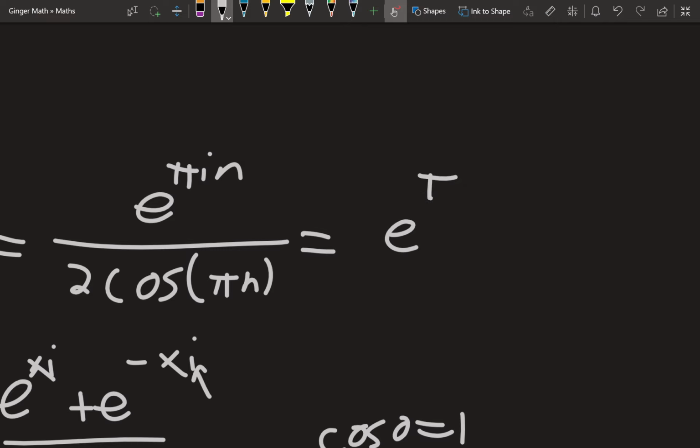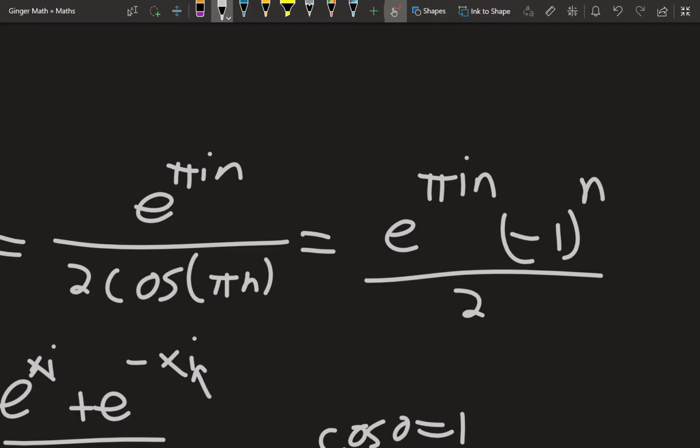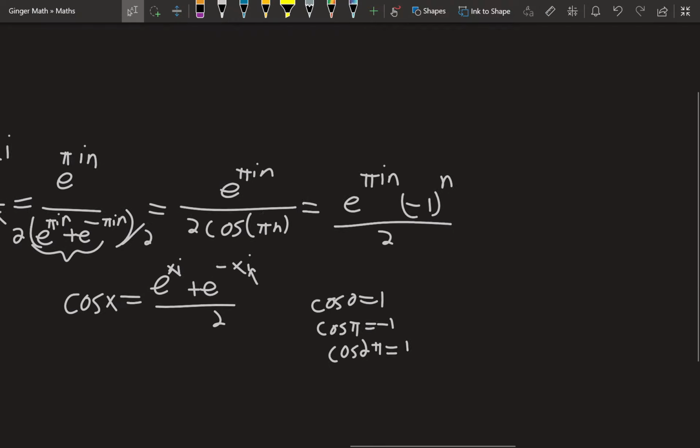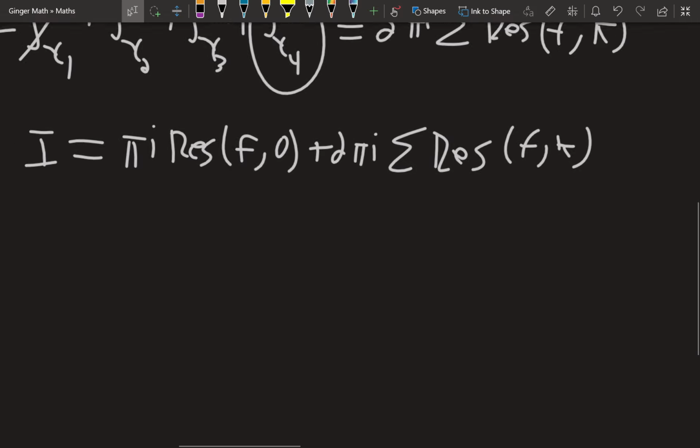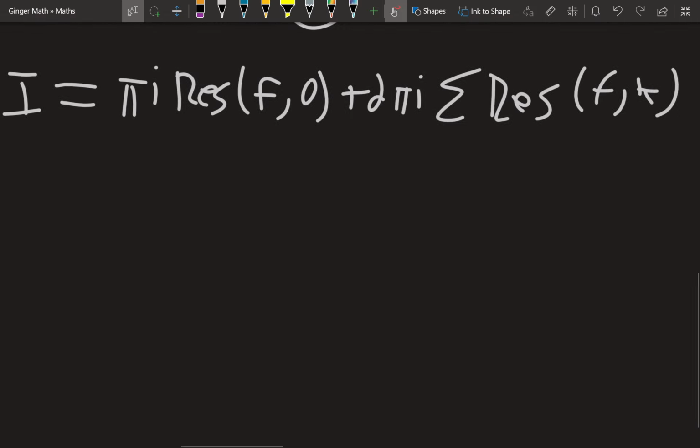So what we have as our residues are e to the pi i n times negative 1 to the n, oh, n. I cannot write n today, my goodness. Over 2. These are our residues right here. So I'm just going to plug all this in. I'm going to start with the 2 pi i term right here.